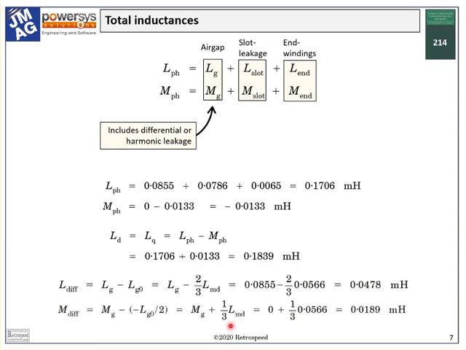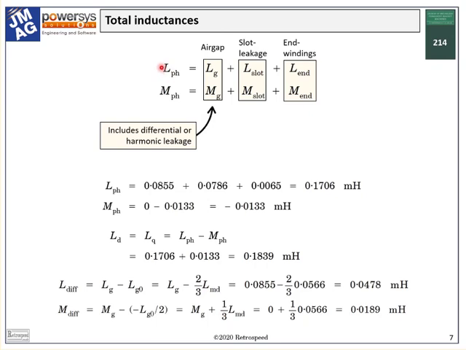Although the relationships between the synchronous inductances and the phase inductances are quite simple for the non-salient pole machine, we still have to go quite deep into the theory to determine the phase self-inductance LPH and the mutual inductance between phases MPH. And although this will appear to be quite a lengthy mathematical process, it is important because of the insight it gives into the design of the machine and how the different components are constituted.